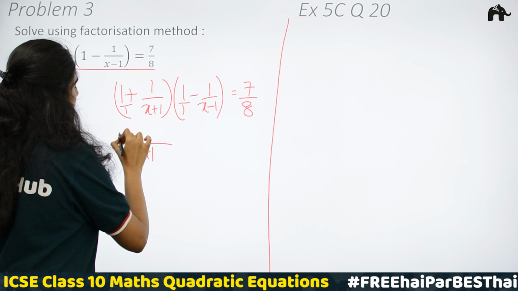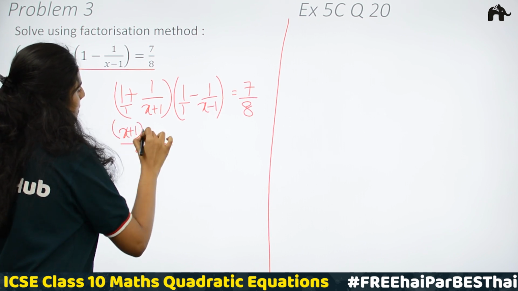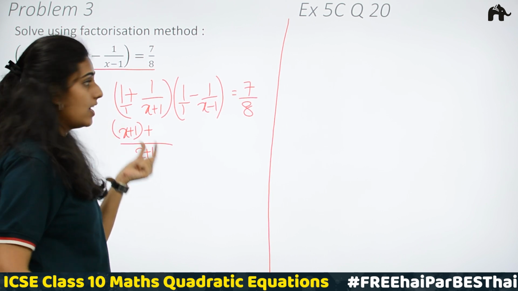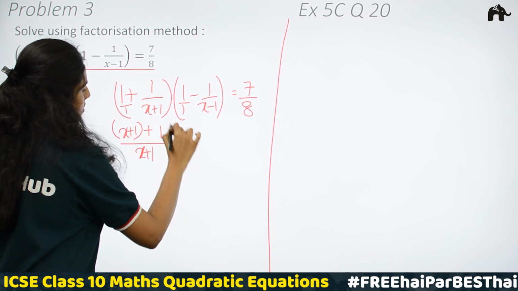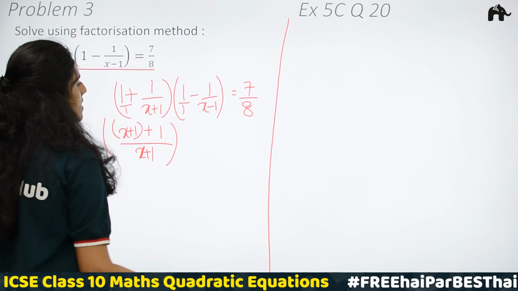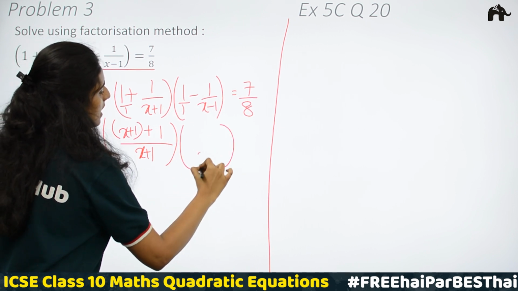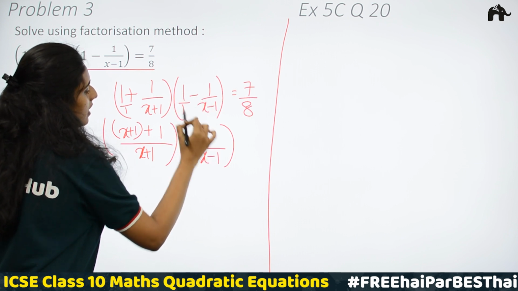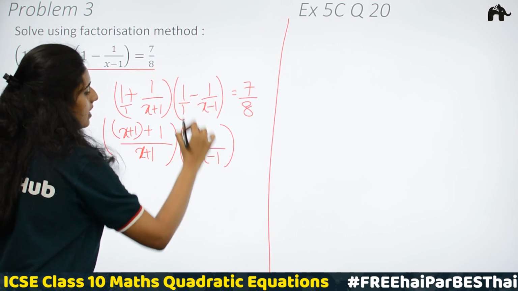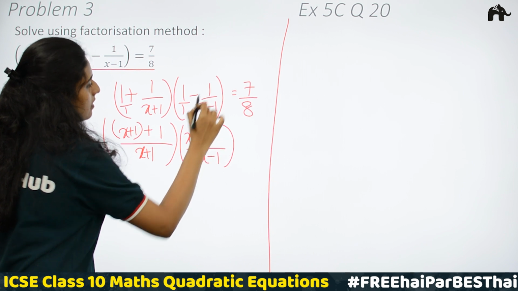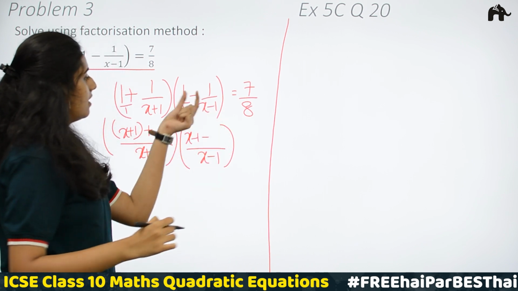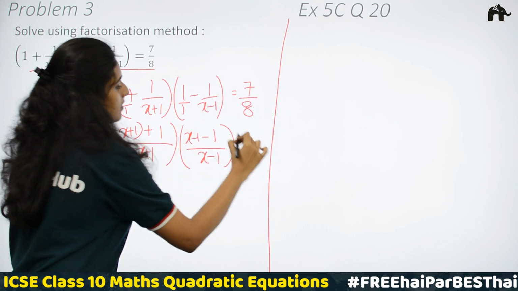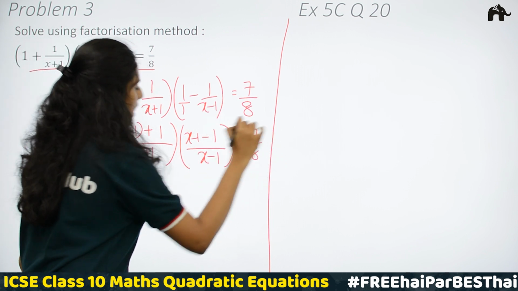x plus 1 into 1, x plus 1. Plus, here we have x plus 1. x plus 1 into 1 is x plus 1. 1 into 1, 1. This is the first part. Now the second part, LCM is x minus 1. Numerator, here 1 into x minus 1 is x minus 1. Therefore, x minus 1 and a minus sign. x minus 1 is present here. Therefore, we get 1. That is 7 divided by 8.